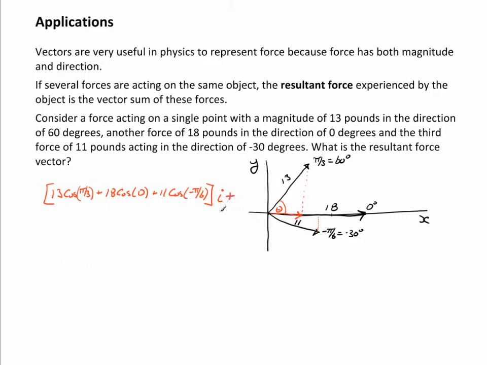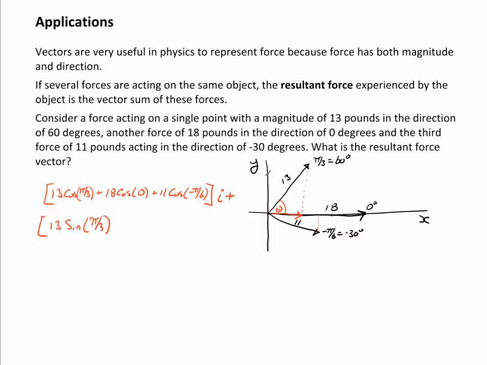I need to add this to the j component. And the j component is going to be the component that's working along the y-axis. Well, for this first vector, it's going to be this component right here. And that's going to be simply 13 times the sine of pi over 3. That's that component.